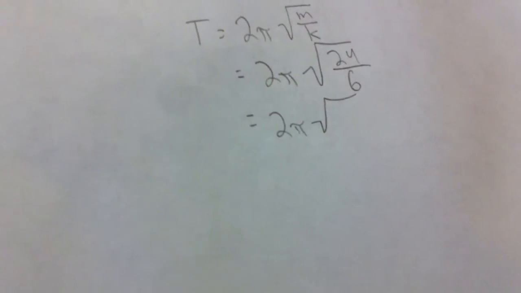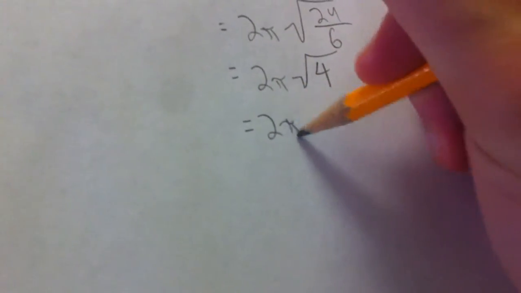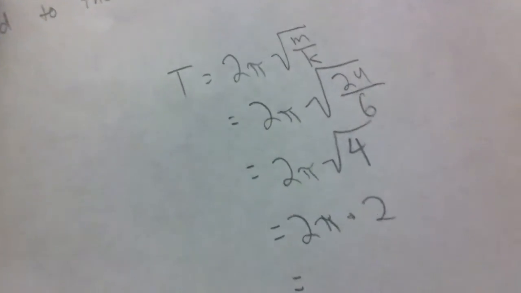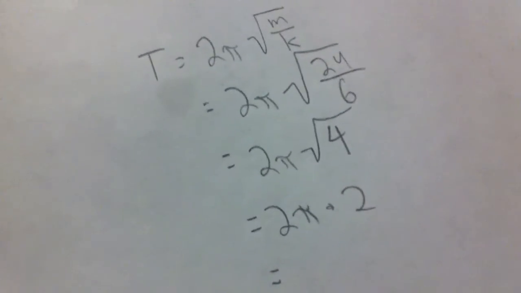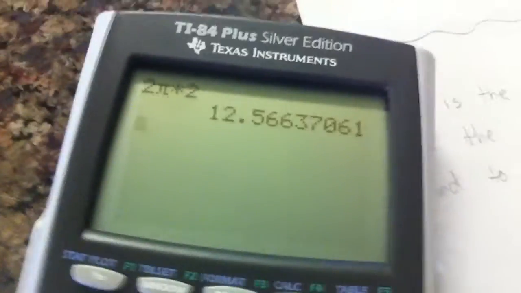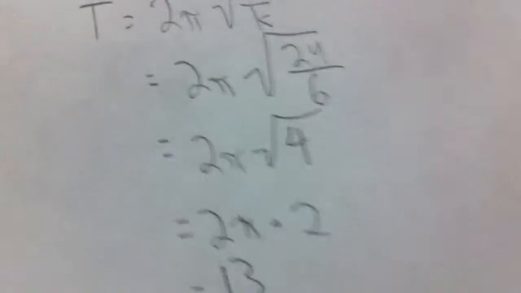Knowing that, we can just say that 24 divided by 6 is 4, so it would be 2 pi times the square root of 4, and the square root of 4 is 2, so it's 2 pi times 2, and let's just put that into our calculator. And we get this value right here. Now, the question does say round to the nearest whole number, so we are just going to round that to 13. So that is the period. The period of this motion, one complete cycle, is 13 seconds.